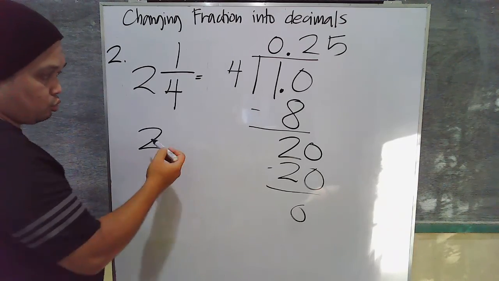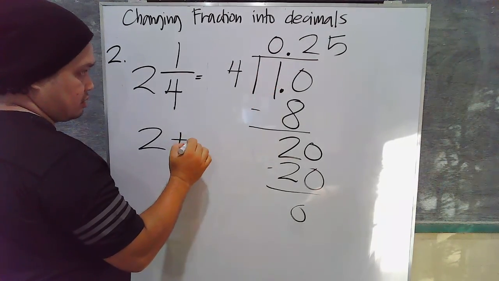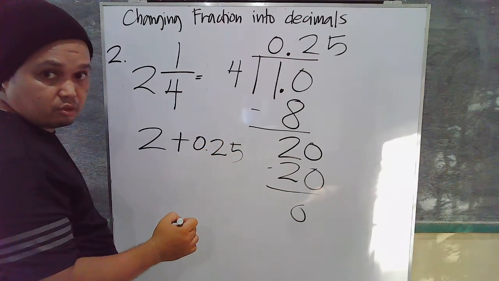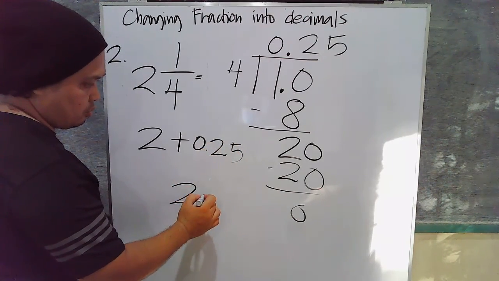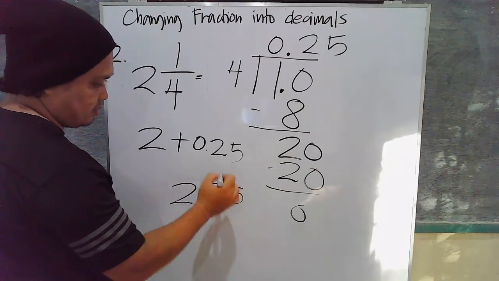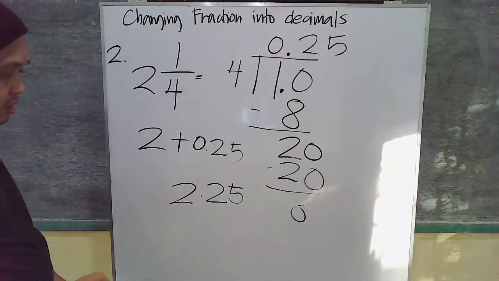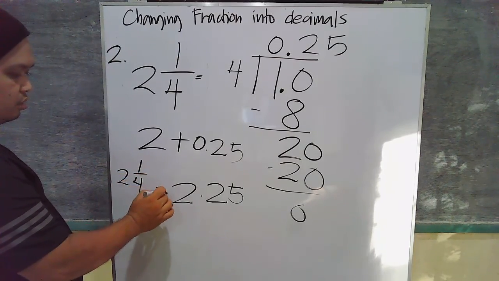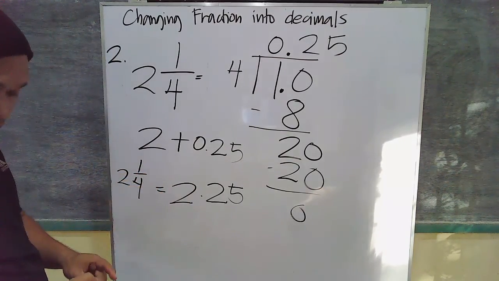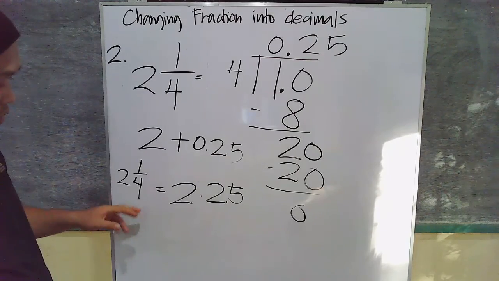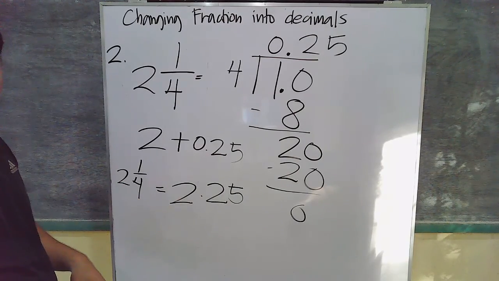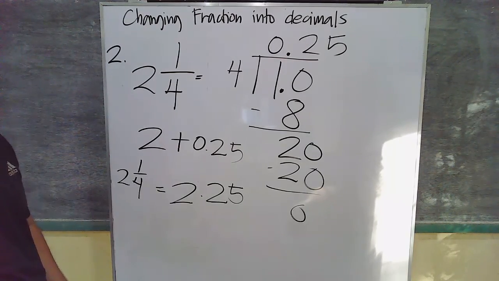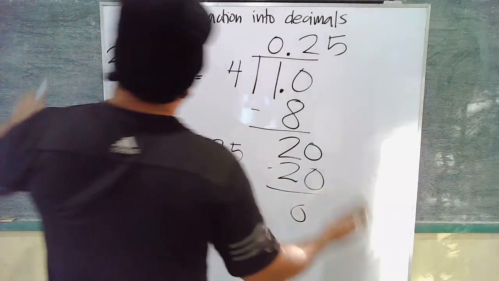Now let's add 2 plus 0.25. Okay, that will be 2.25. Okay, so meaning to say 2 and 1/4 here is equals to 2.25, or the decimal number of 2 and 1/4 is 2.25. Okay, we just changed the fraction form into its decimal number. Okay, let's have example number 3.